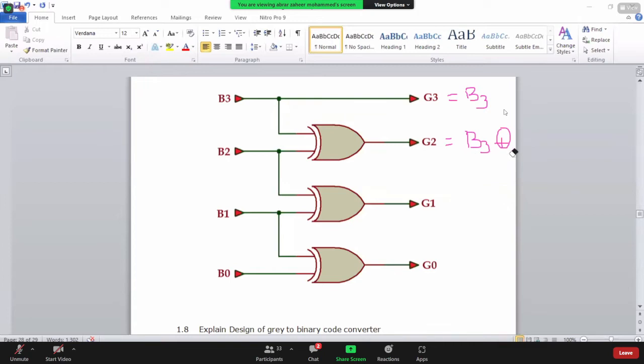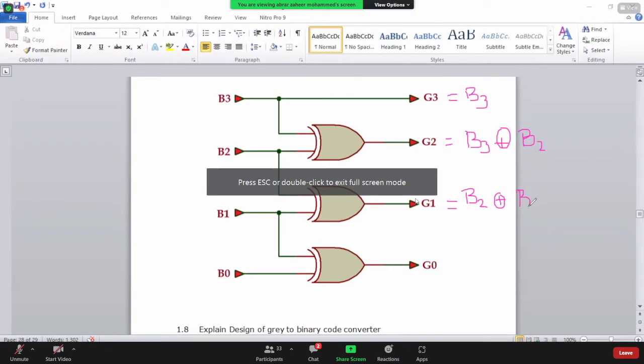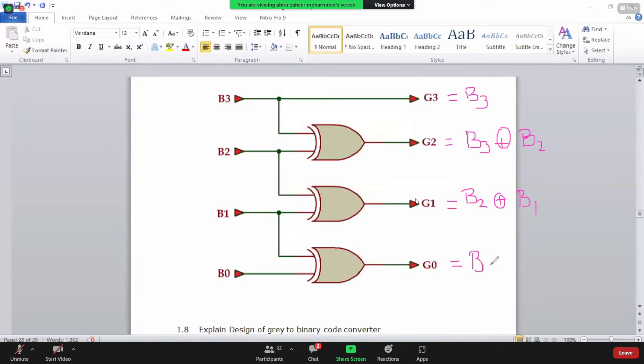G2 is equal to B3 XOR B2. And G1 is equal to B2 XOR B1. And G0 is equal to B1 XOR B0.